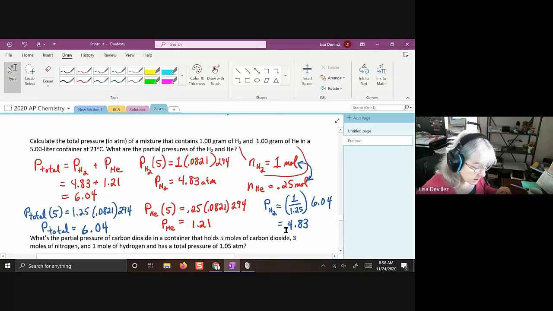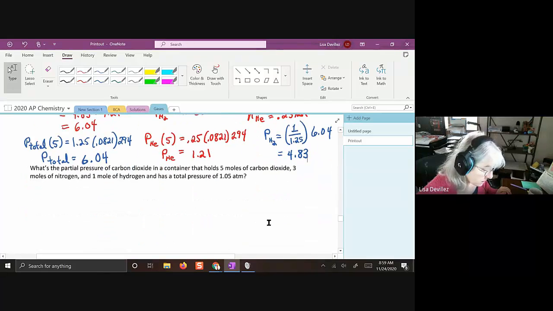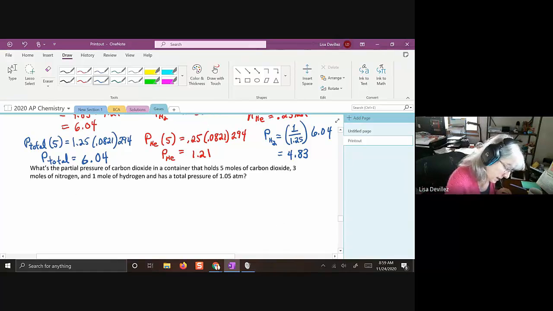So that was just kind of demonstrating that part. All right, so here it wants the partial pressure of the carbon dioxide in a container, and it gives us the moles, and it's given us the total pressure. So for this one, definitely the easiest way is that the partial pressure of the CO2 is going to be the mole fraction of the CO2 times your total pressure.